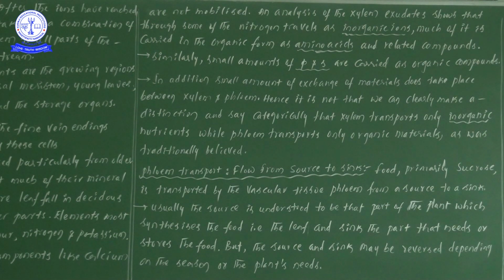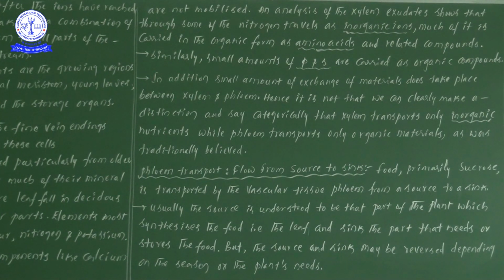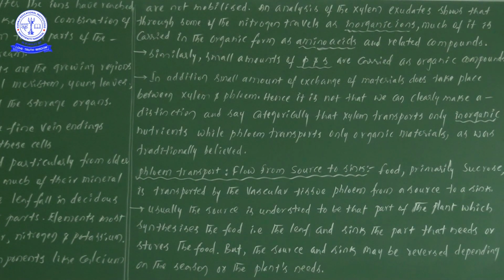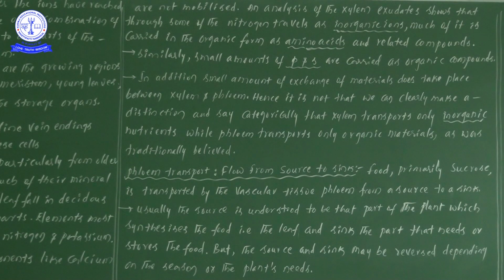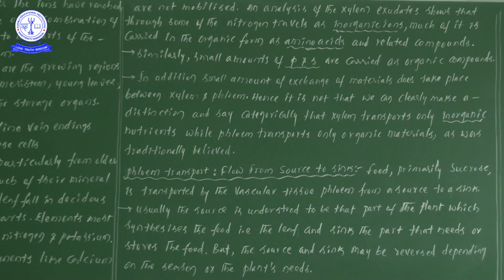Next one: in addition, small amounts of exchange of materials does take place between the xylem and phloem. This is a point we can highlight more. Suppose minerals are going from one place to another place, is there any chance for the exchange of minerals or materials between the xylem and phloem? So we may get one doubt. Based on this point, what can we say? Yes, we can say, because some kinds of materials are translocated or exchanged between the xylem as well as the phloem.